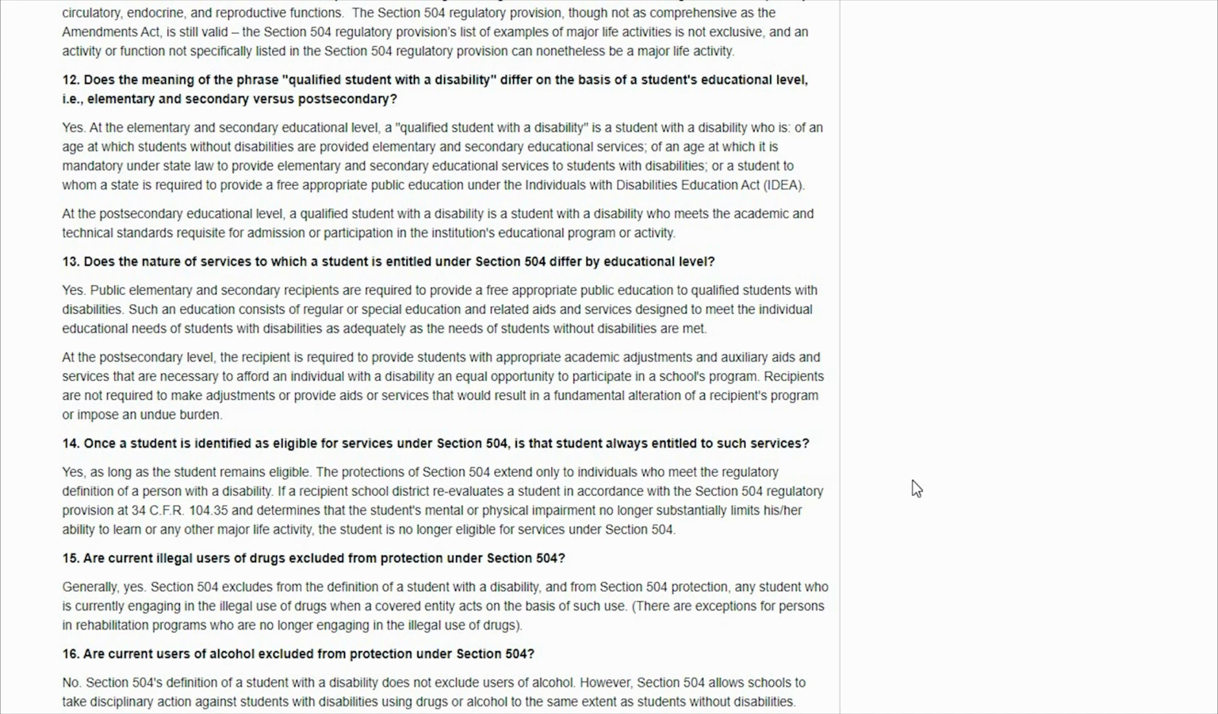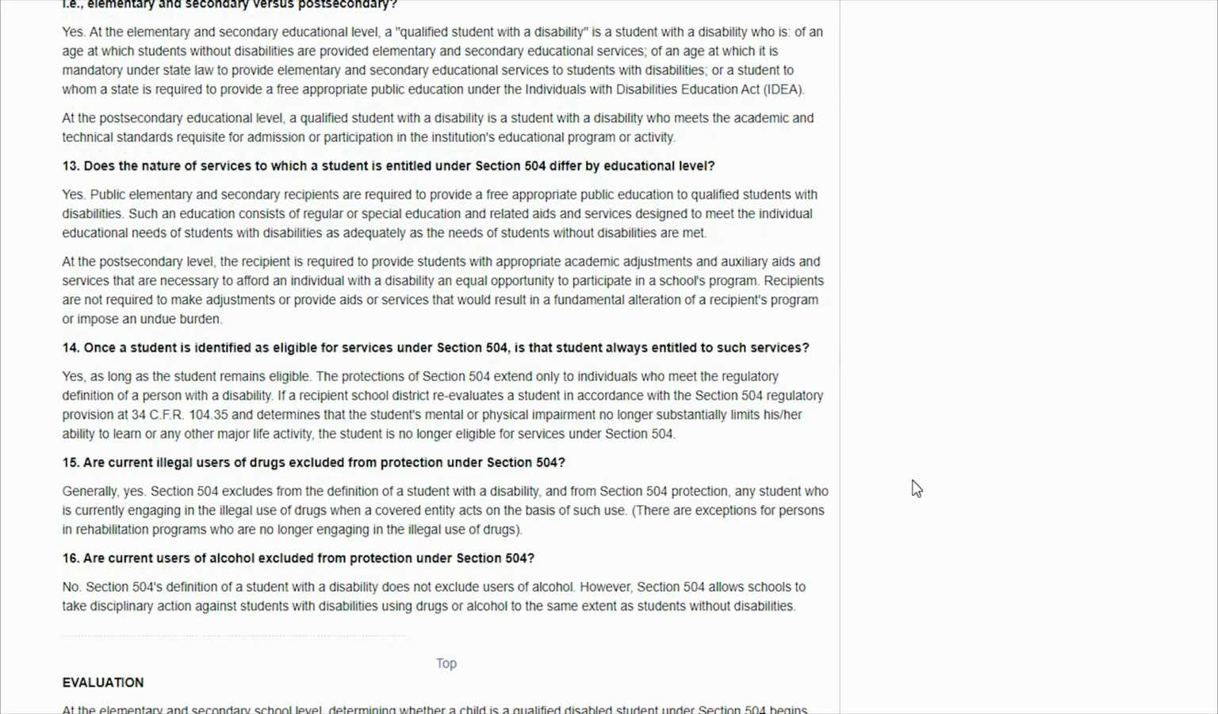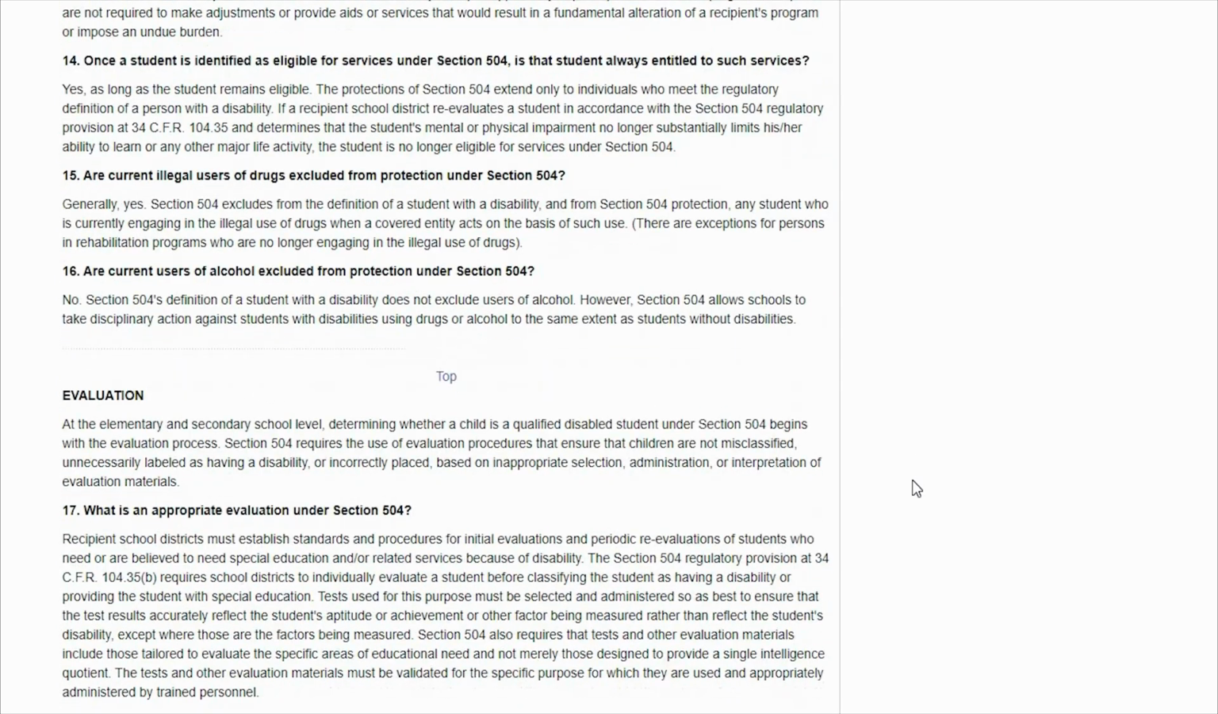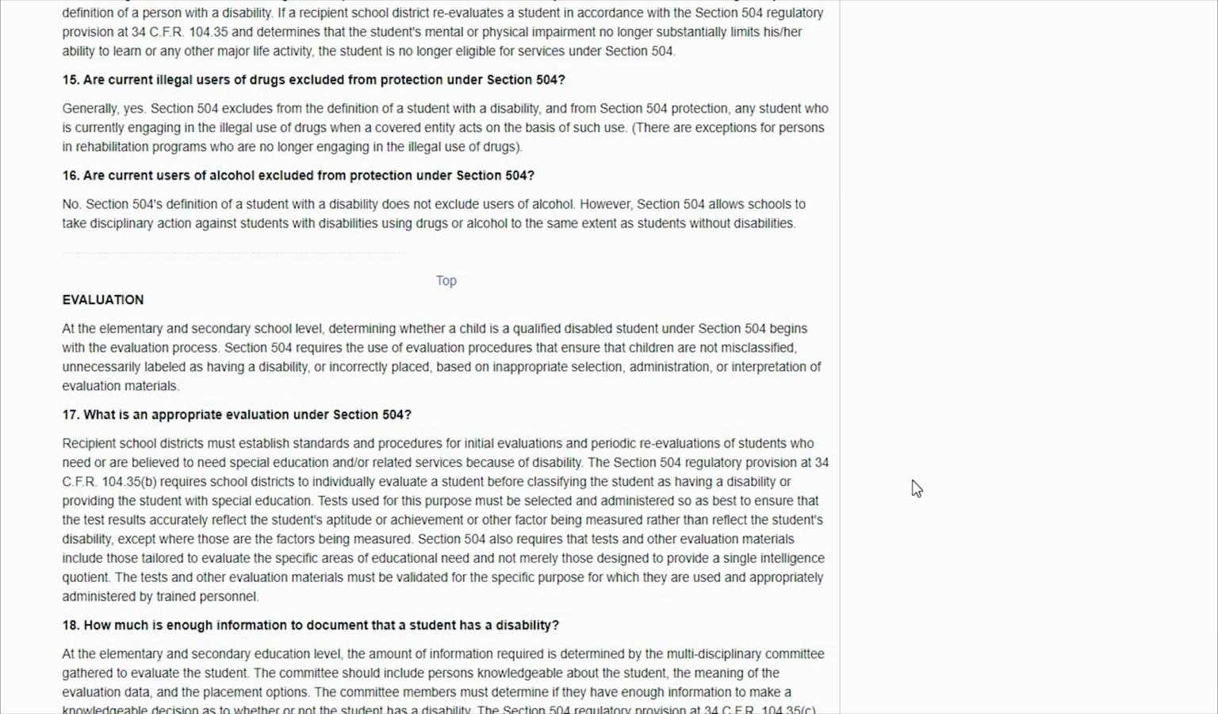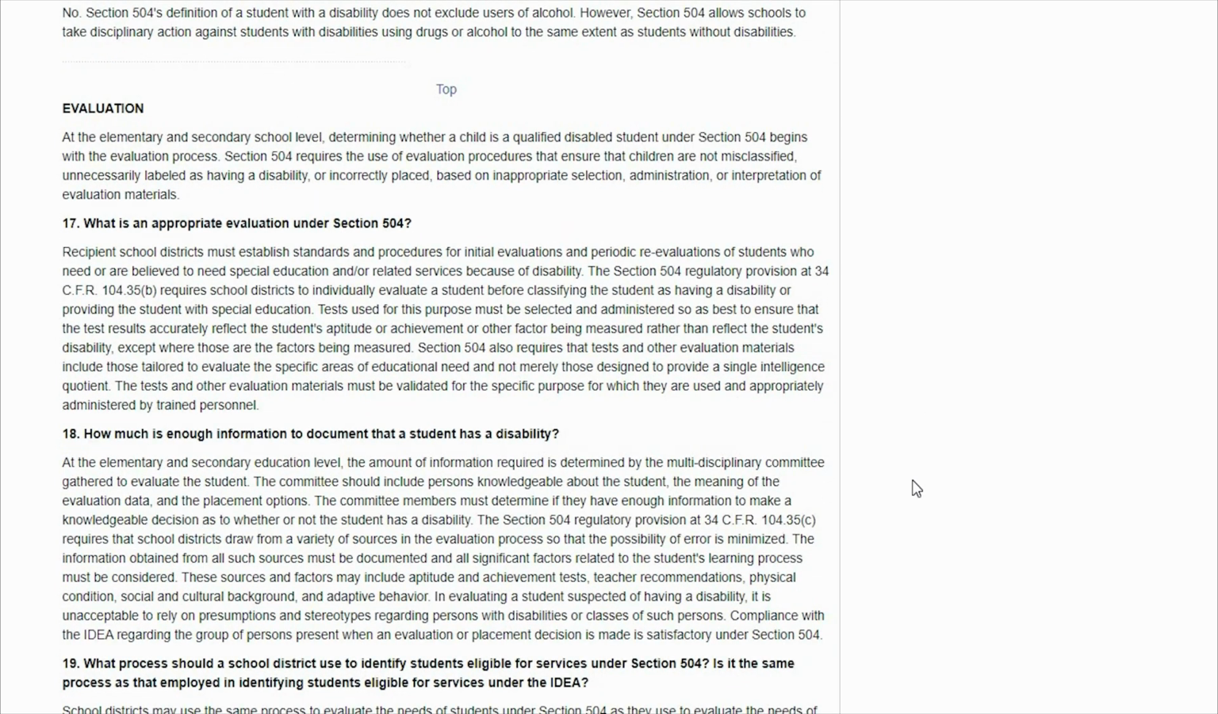All right, so I'm going to keep scrolling. All right, I'm going to talk about evaluation. So what is an appropriate evaluation under Section 504? The Section 504 regulatory provision at 34 CFR requires school districts to individually evaluate a student before classifying the student as having a disability or providing the student with special education.